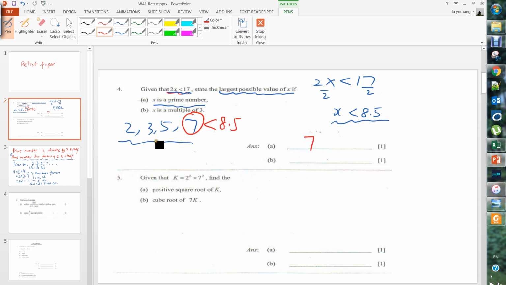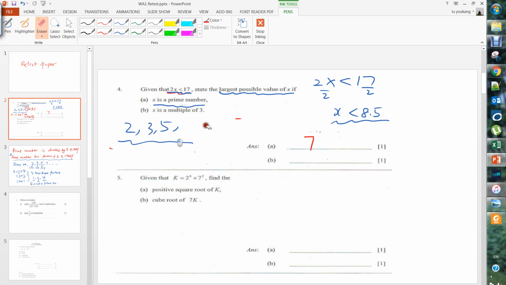Okay, can you choose the next prime number, which is 11? Can you choose 11? Is 11 okay? The answer is no. The reason is 11 is not smaller than 8.5. So therefore 11 is not okay. Okay, next.